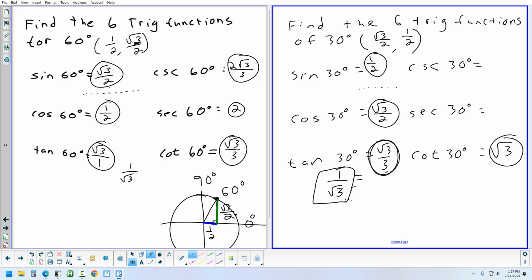Okay, how about my cosecant? 2. That's going to be 2. And lastly, my secant. 2 square root of 3 over 3.